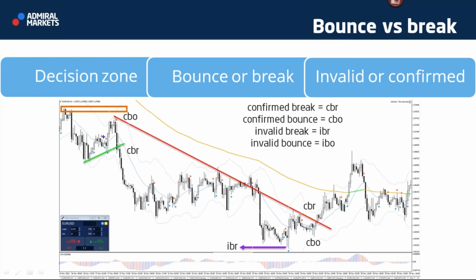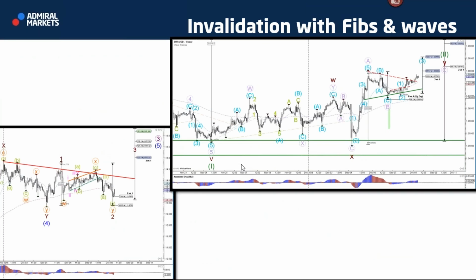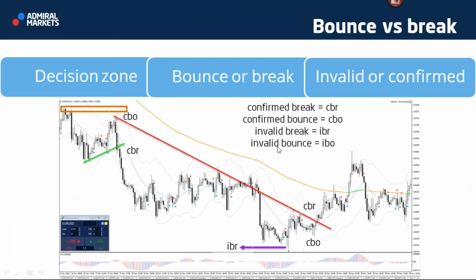In cases of, for instance, a bounce in a downtrend, tops and bottoms are very logical to use as invalidations. And candlesticks are always good for confirmations. For instance, with fibs and waves, right? Basically, pretty simple. By the way, one question from Nathan.